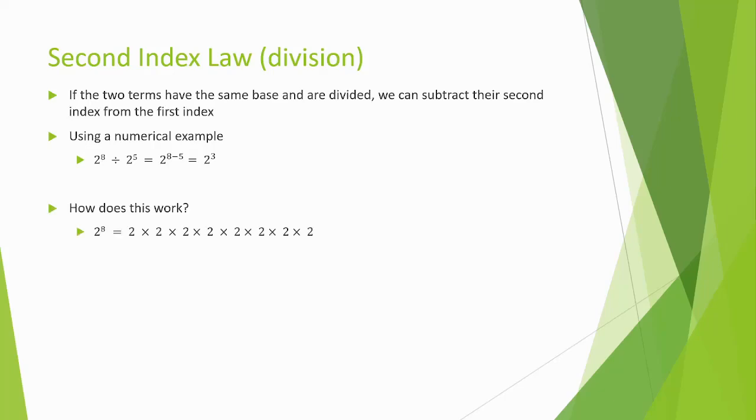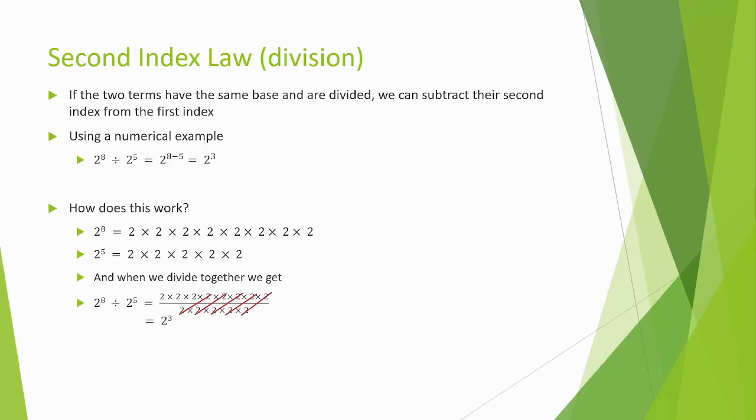Well, we can start off with 2 to the power of 8, and you can see I've got 8 lots of 2's there, all multiplied together. And 2 to the power of 5, again, 5 lots of 2's, all multiplied together. And when we divide them, we get this fraction. And as you can see, I've gone through and I've marked out the pairs that could be cancelled from top and bottom. And all that's left is 3 lots of 2 up the top and none down the bottom. So that gives us 2 to the power of 3.